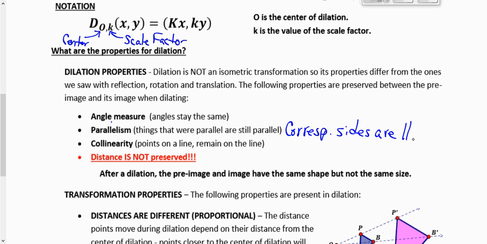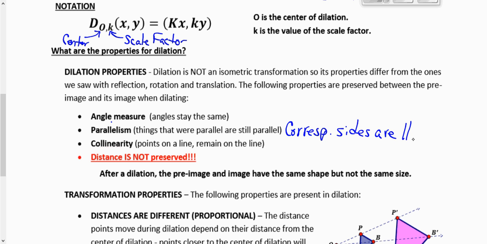Collinearity. What does collinear mean? Anyone know? Well, you know what linear means, right? Linear refers to a line. So collinear, if 2 points were collinear, what could you say about it? They lie on the same line, right?